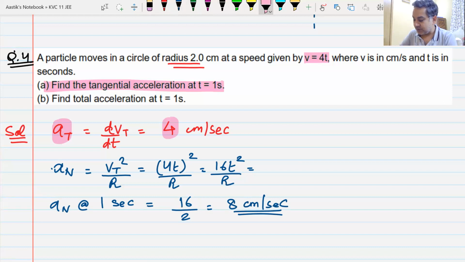That is your normal acceleration. You have got the value of tangential acceleration. You have got the value of normal acceleration, but that was not asked. What was asked was the value of total acceleration. When I say acceleration, it means total acceleration. When I say normal acceleration, I mean the acceleration which is trying to change the direction of velocity. When I say tangential acceleration, it is that acceleration which is trying to change the magnitude of velocity. What is the value of total acceleration then?